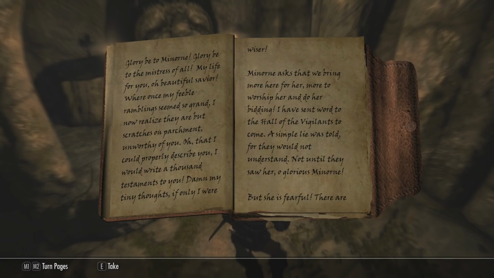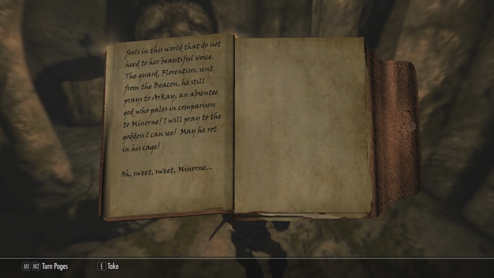Minorn asks that we bring more here for her, more to worship her and do her bidding. I have sent word to the Hall of the Vigilance to come. A simple lie was told, for they would not understand. Not until they saw her, O glorious Minorn. But she is fearful. There are fools in this world that do not heed her beautiful voice. The guard Floranteus sent from the beacon. He still prays to Arche, an absentee god who pales in comparison to Minorn. I will pray to the goddess I can see. May he rot in his cage. Oh, sweet, sweet Minorn.